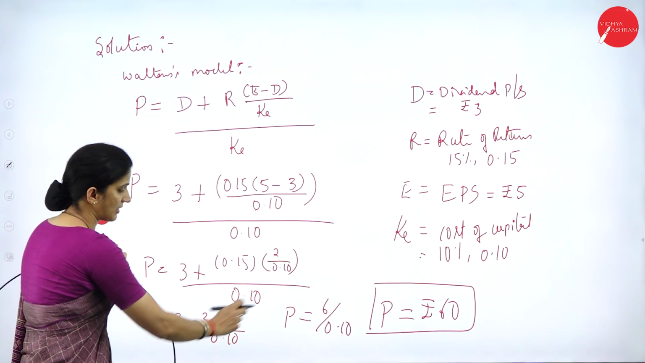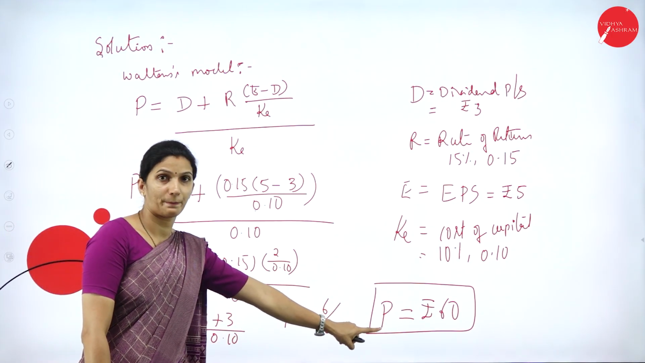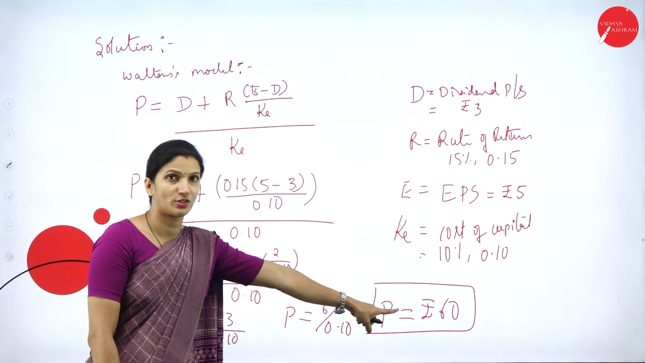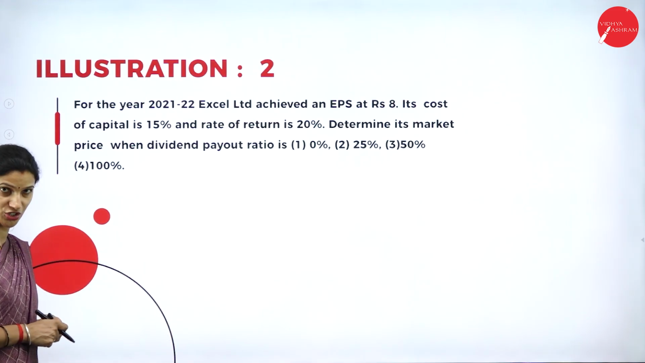3 plus 3 is 6 divided by 0.10. So P, that is the market value of share as per Walters model, is 60. Now move on to the next question.